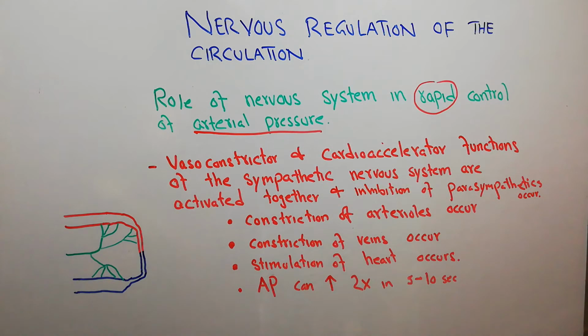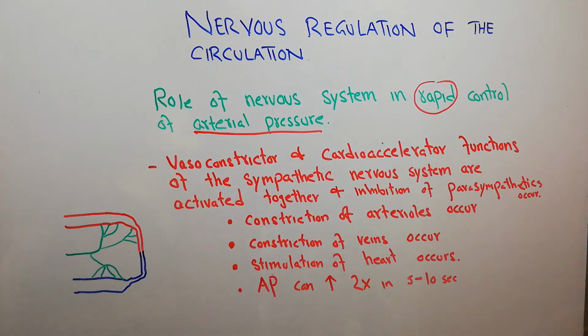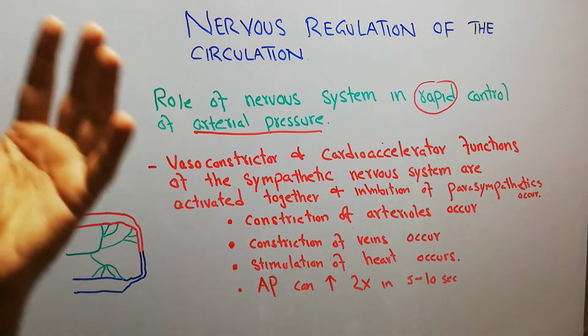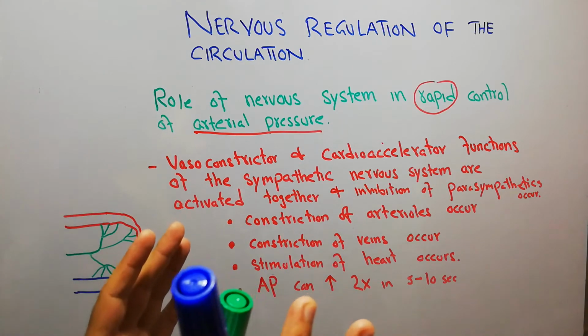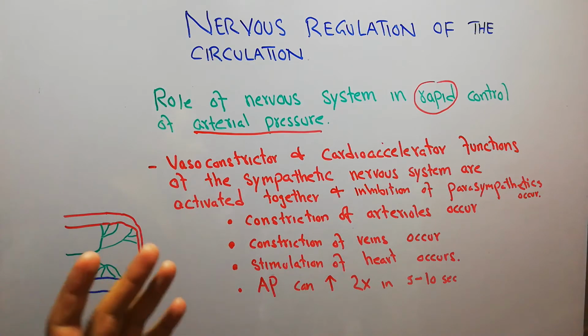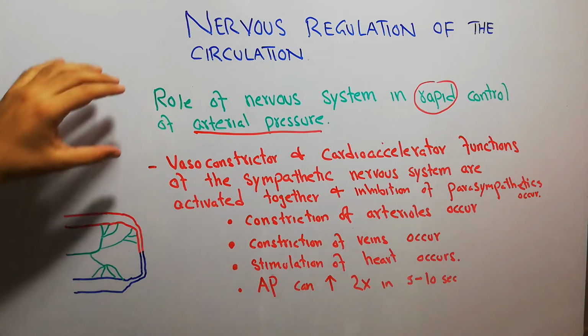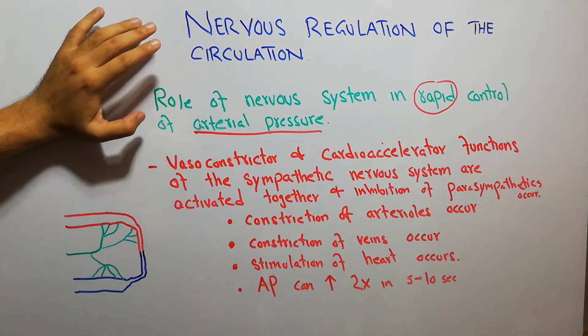Basically, we are discussing a series of lectures about the nervous regulation of the circulation, the role of the nervous system, the role of the brain, the spinal cord, and nerves in regulating the circulation, increasing and decreasing it, and increasing and decreasing the heart rate. So how does the nervous system increase the arterial pressure rapidly?